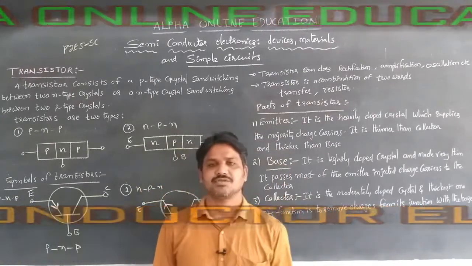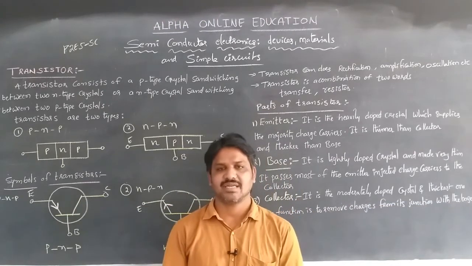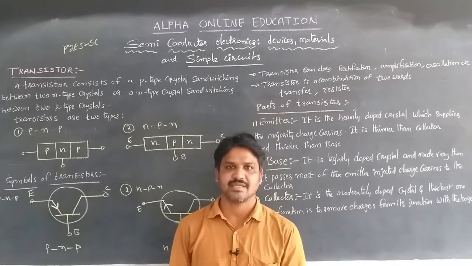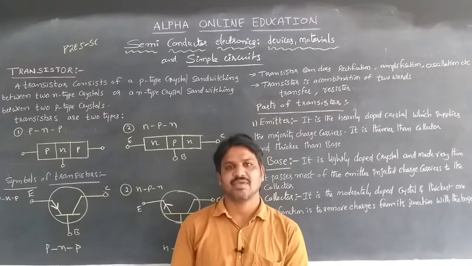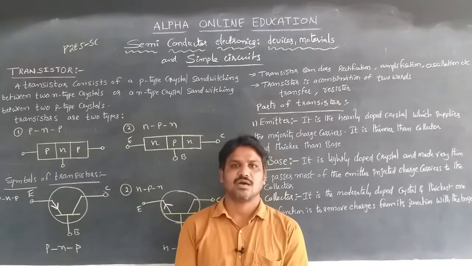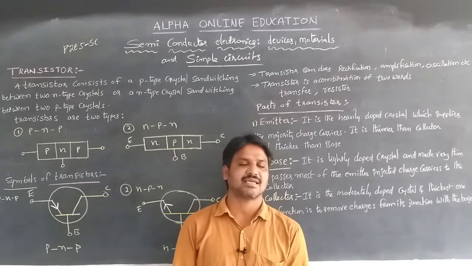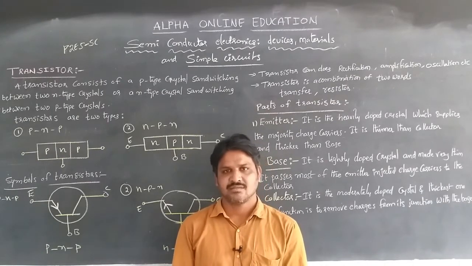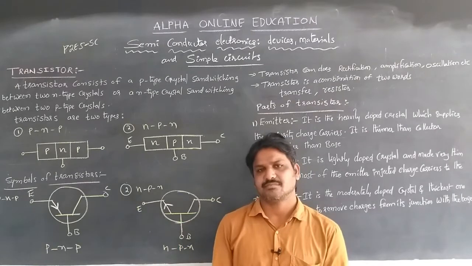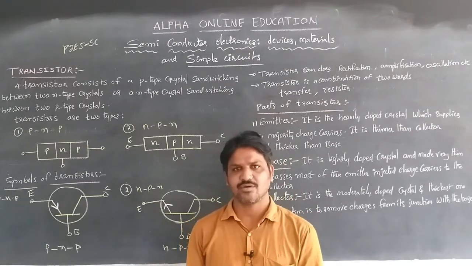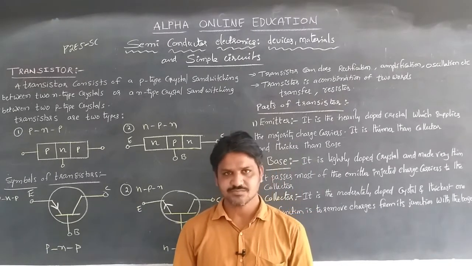In earlier videos we discussed p-type materials and n-type materials, as well as the p-n junction diode and its applications when connected in forward bias and in reverse bias. We have also discussed the LED, solar cell, and photodiode.